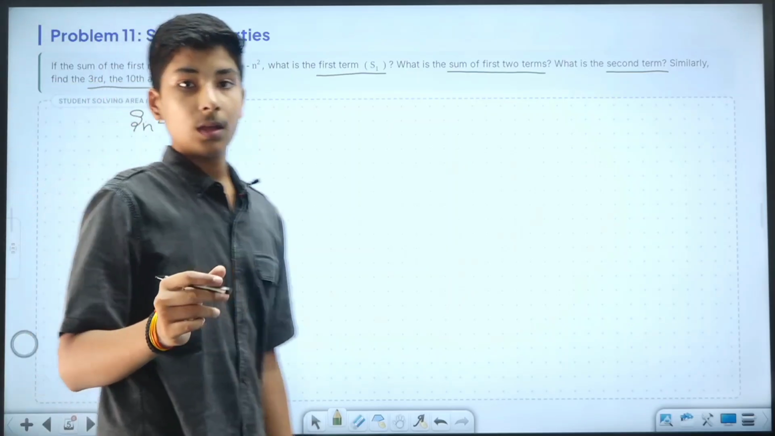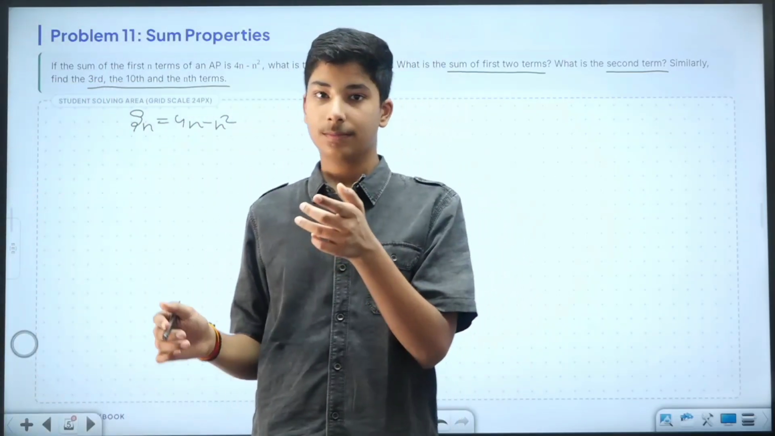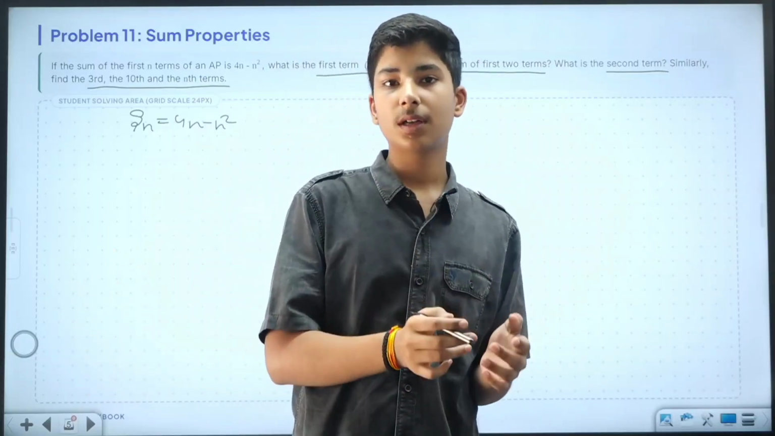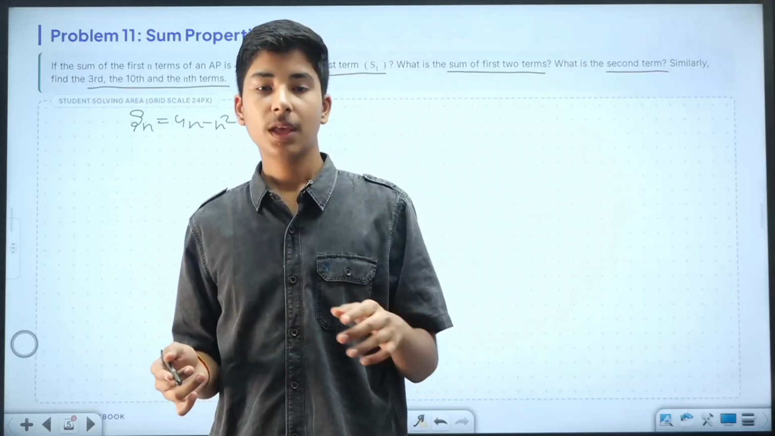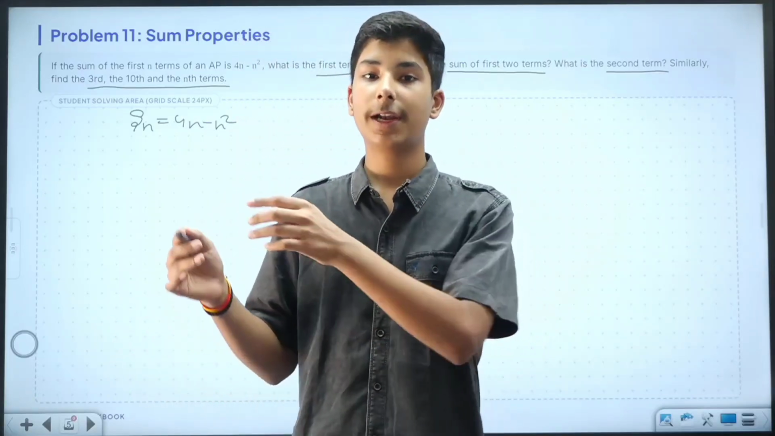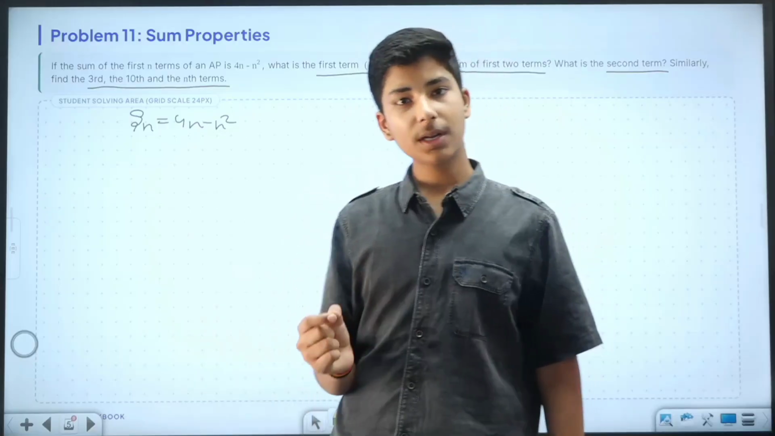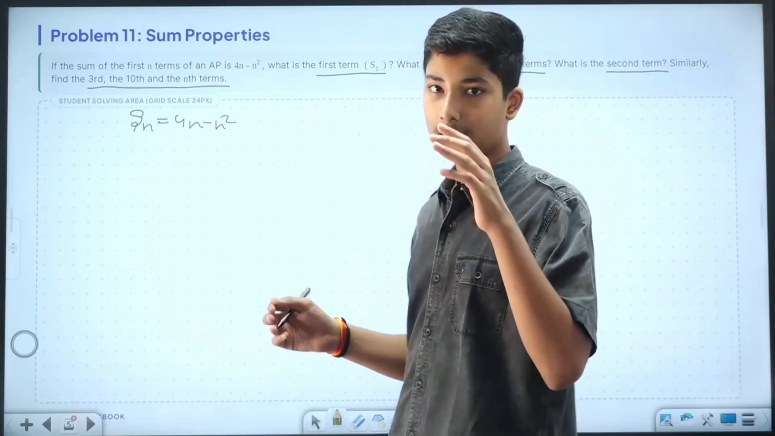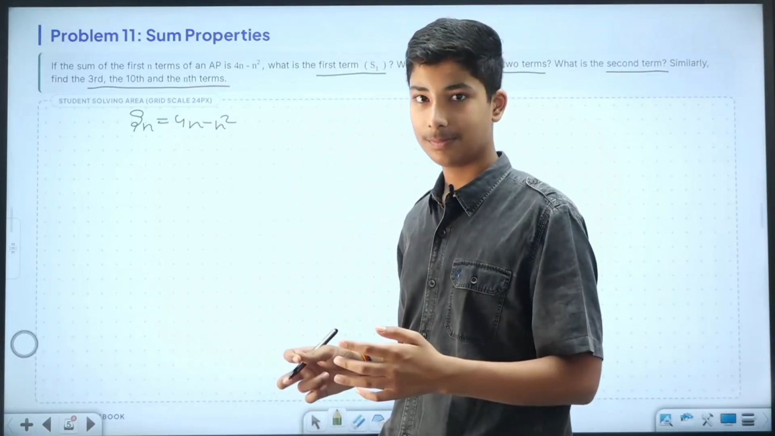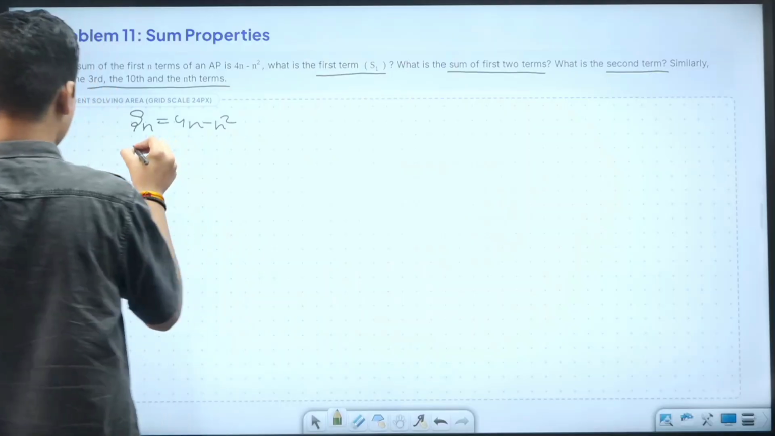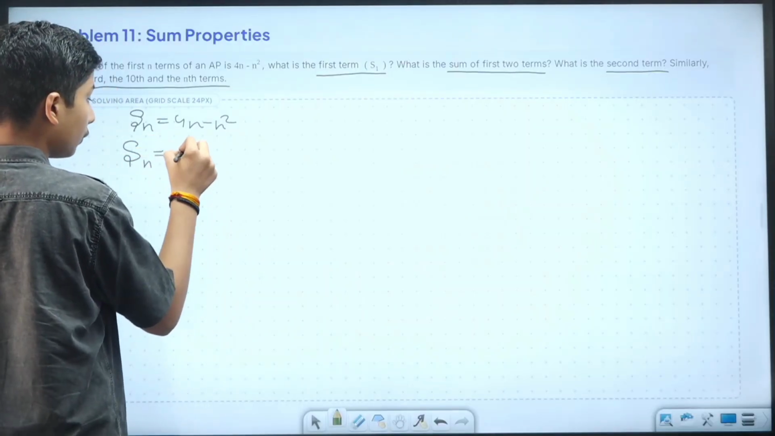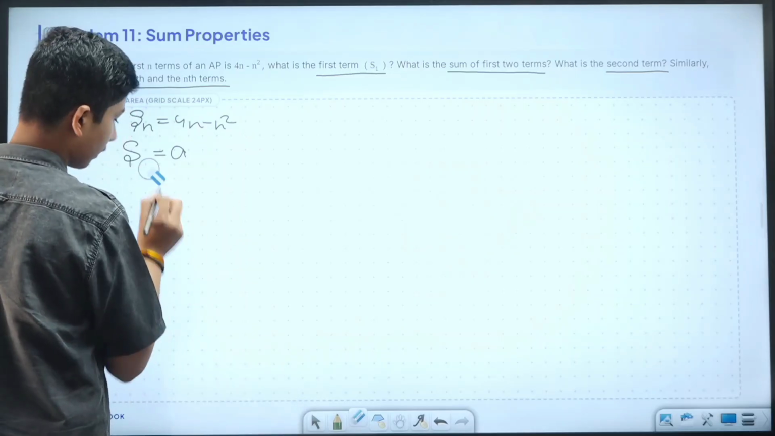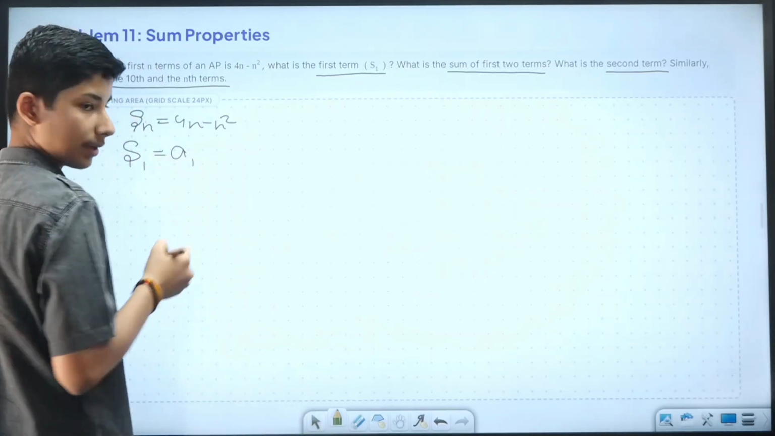So see, what is Sn? Sn means the sum of n terms. How do you write it? First term plus second term plus third term plus fourth term and so on. If it is the sum of the first two terms, then you will write it as first term plus second term. But now it is the sum of the first term itself, which means the sum of the first term is equal to the first term. So we'll write Sn equal to an, in which case n equals 1. So it will be S1 equals A1.